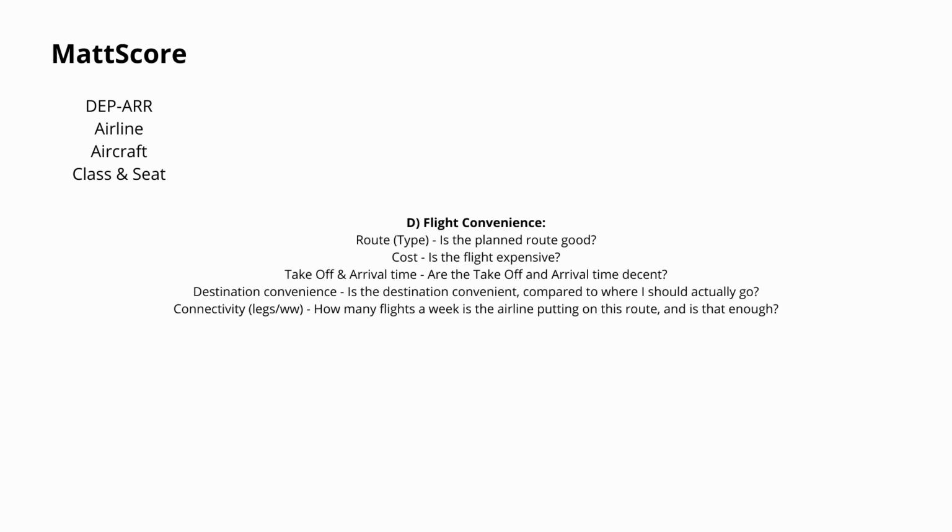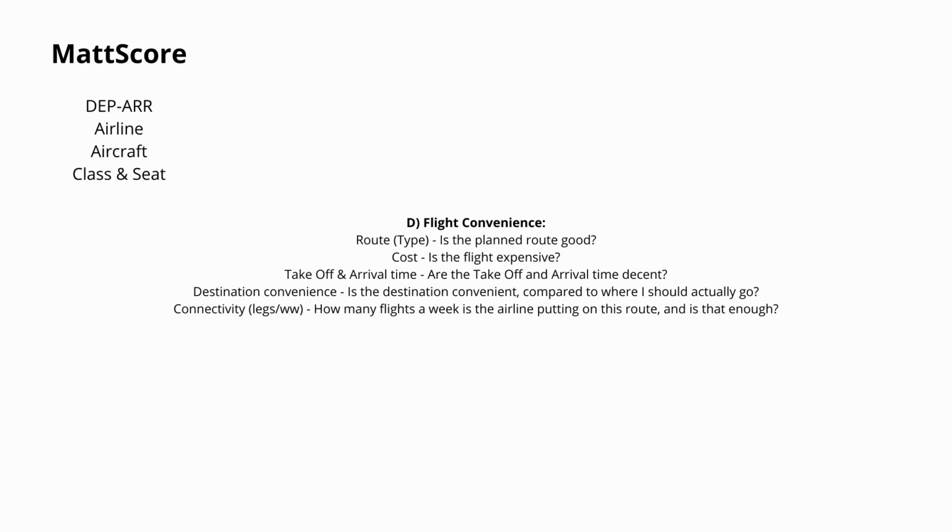From this section onwards, we are talking about the specific flight. In the convenience part, we analyze as the first criteria the route. Now, in general, direct routes are convenient on short routes, while connections are better on long haul, at least if you are poor like we are and cannot afford business class.